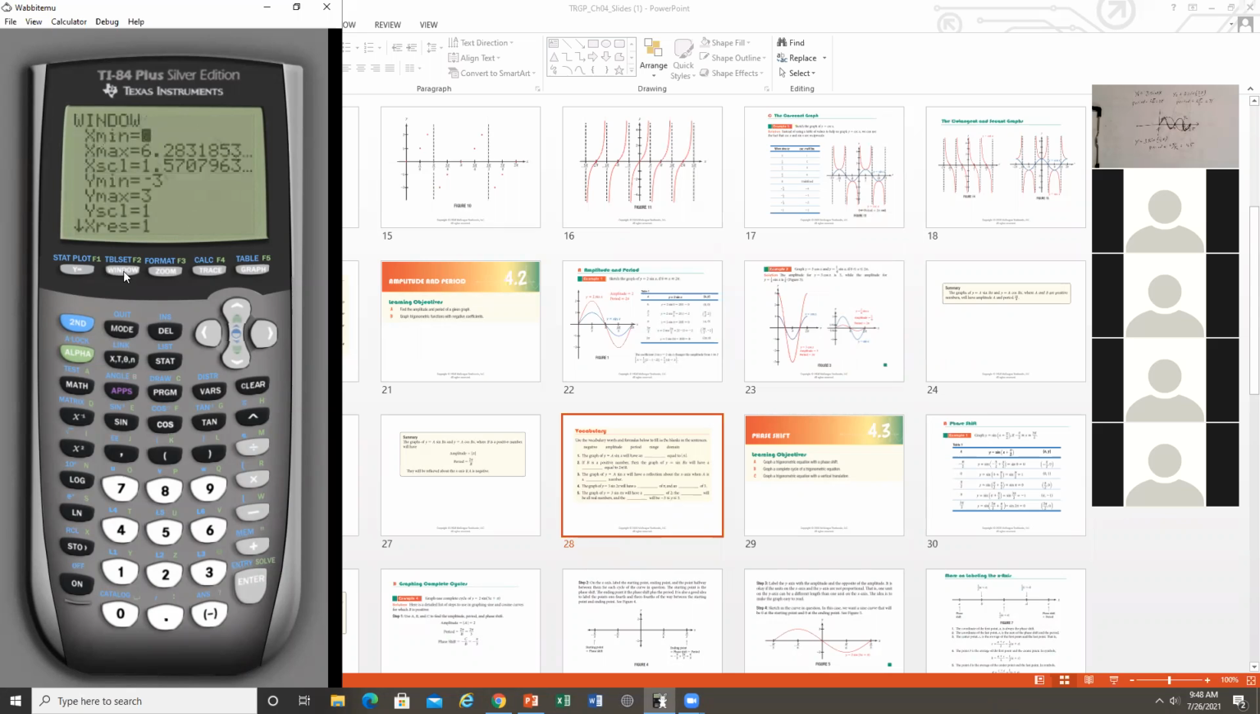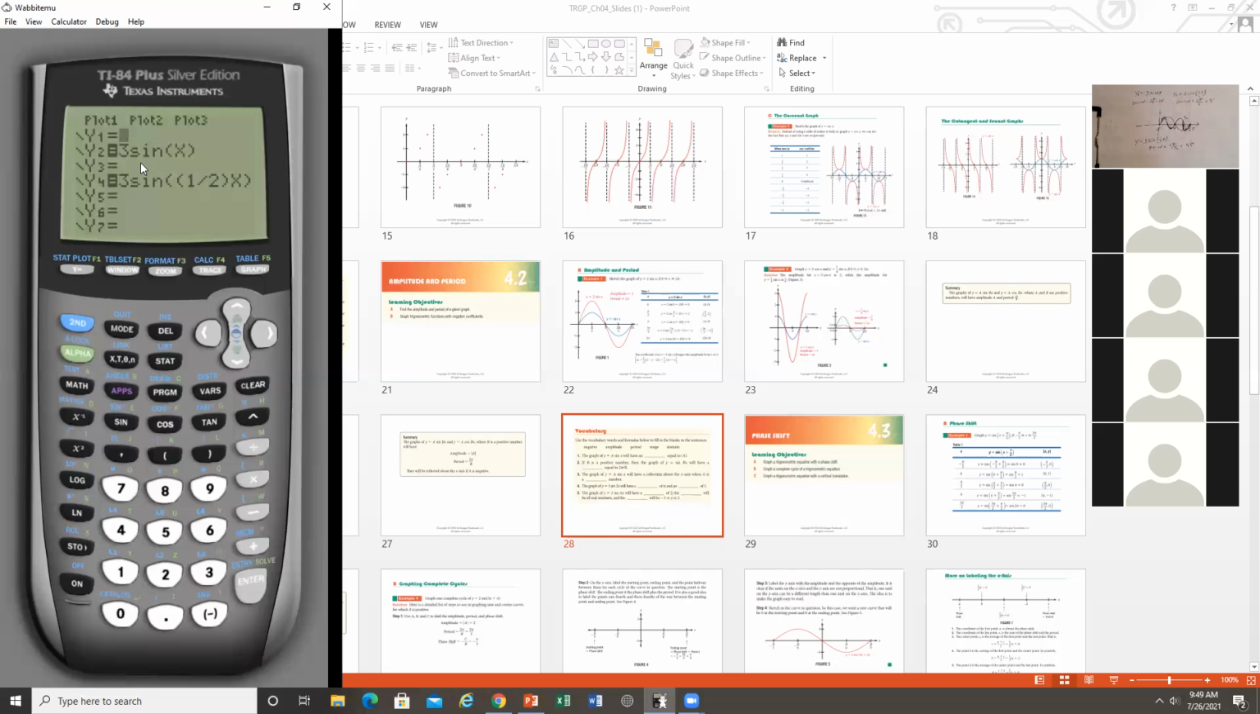Now, if I go to window and change my x-axis to run from 0 to 4 pi, by pi halves, and I leave everything else the same. Now, when you graph these functions, my x-axis runs from 0 to 4 pi. Therefore, you should see one complete cycle of the graph of the second function, but how many cycles will be graphed for the first function now that my x-axis goes from 0 to 4 pi? Anybody? How many cycles will be graphed for the first one now?